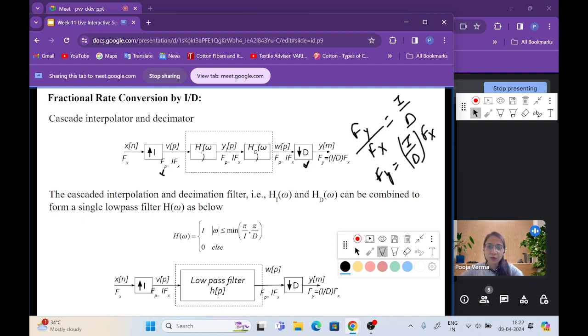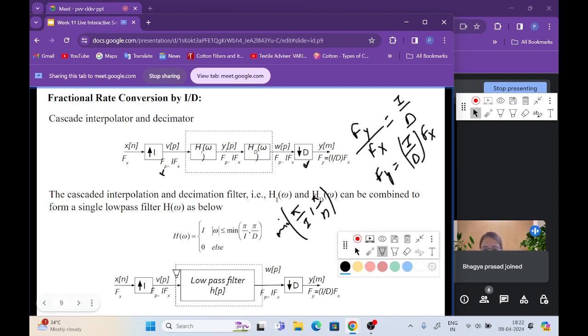So the cascade of interpolation and decimation filters, that is Hi of omega and Hd of omega, can be combined to form a single low pass filter, H of omega, which is equal to I, where mod of omega must be less than or equal to minimum of pi by I or pi by D. And the combined system function looks like this.